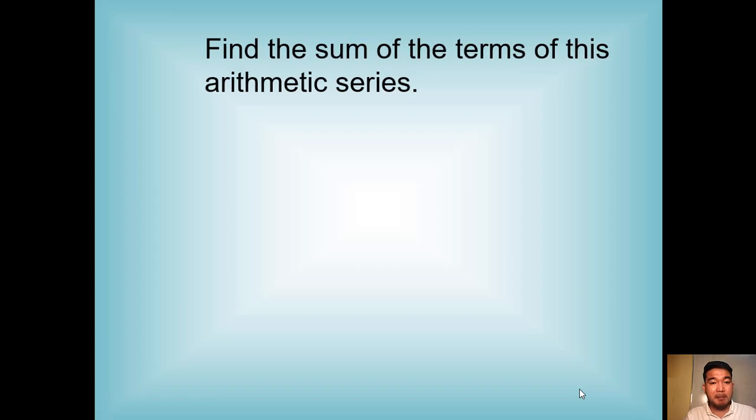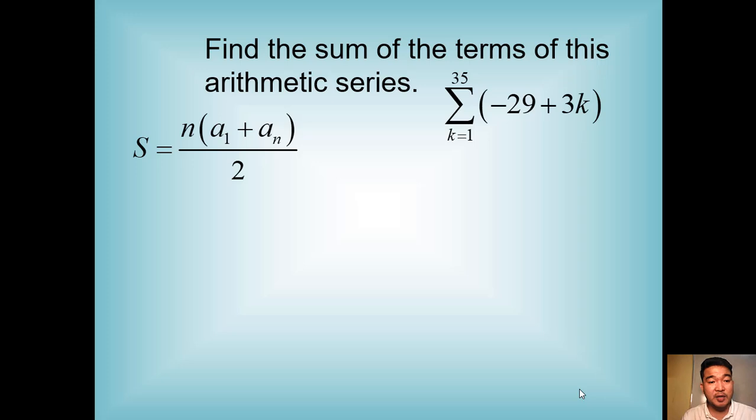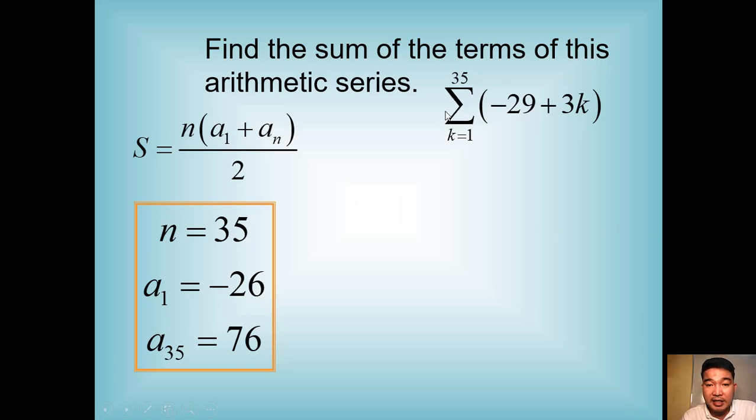Okay, let us have an example. Find the sum of the terms of this arithmetic series. Summation of the quantity negative 29 plus 3k as k goes from 1 to 35. So the formula, S is equal to N times the quantity of A sub 1 plus A sub N all over 2. So we know that N here is 35. And the first term is negative 26.